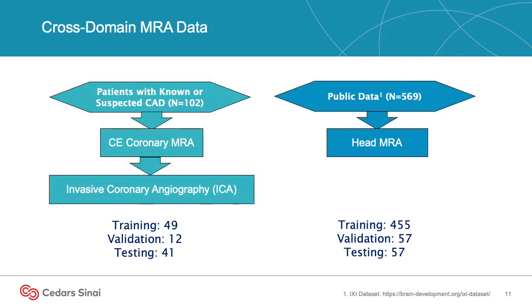Here is the composition of our cross-domain data used in this study. We have about 100 contrast-enhanced coronary MRA, wherein patients would undergo an ICA later. On the brain dataset side, we have about 500 subjects. Data is further split into training, validation, and testing, as shown here. All evaluation was done on the coronary MRA dataset.